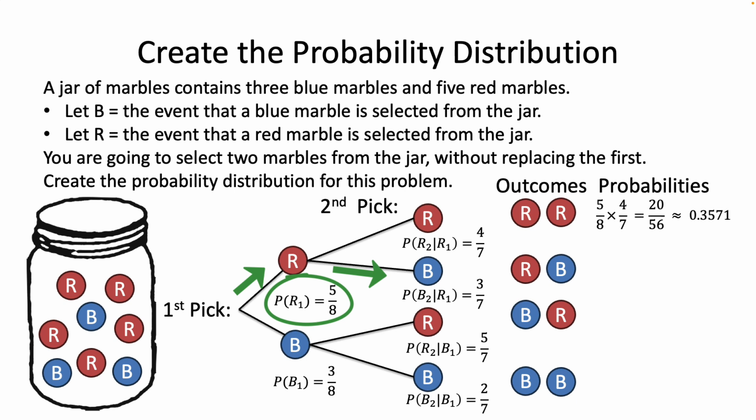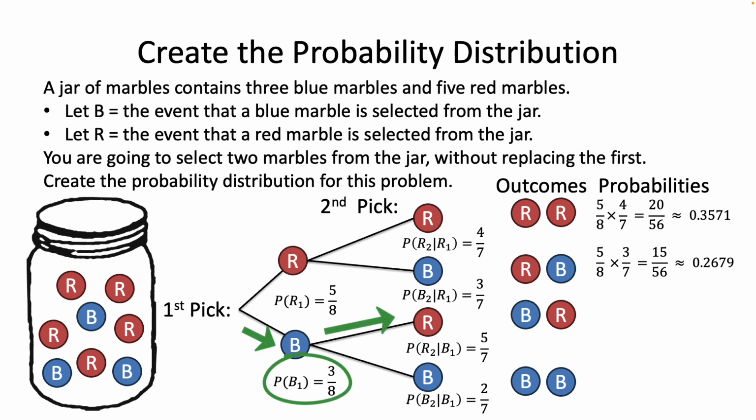For the second outcome, I'm going to take the probability that the first one is red, 5/8, and I'll multiply that by the probability that the second one is blue. So we'll take 5/8 times 3/7 to get 15 out of 56, or 0.2679. Now let's take the probability that the first one is blue, 3/8, and multiply it by the probability that the second one is red, 5/7. That'll give us the probability for our third scenario, which is 15 out of 56, or 0.2679.